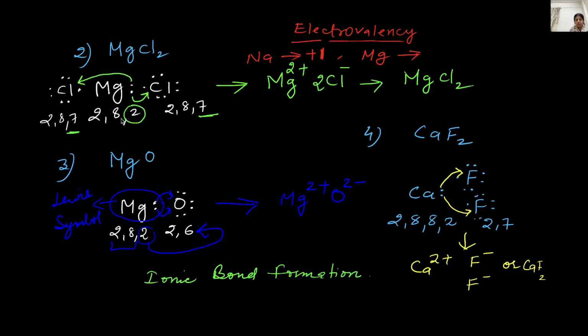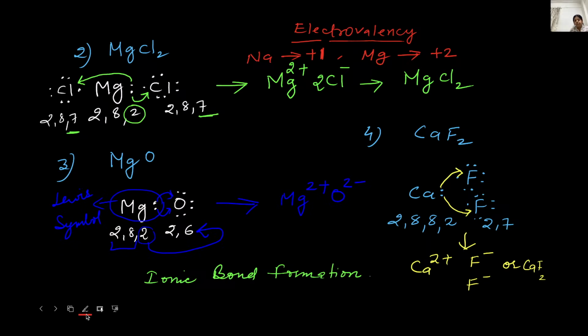When you see the electronic configuration of magnesium atom, it can lose these 2 extra electrons. When it loses 2 extra electrons, it acquires 2 positive charges on it. So, the electrovalency of magnesium atom will be +2 because it loses 2 electrons, isn't it? Is it right, students? Okay.